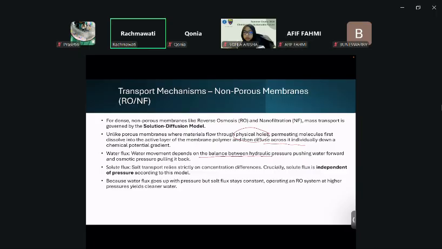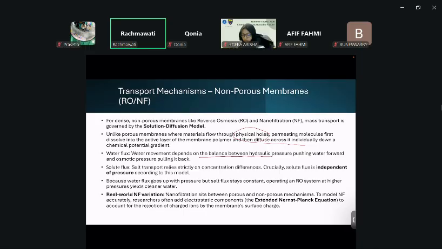Now, because the water flux goes up with pressure, but the salt flux stays constant, operating a reverse osmosis system at higher pressure will yield cleaner water. So this, for example, is used when you actually want to separate the water from whatever solutes are inside the water.